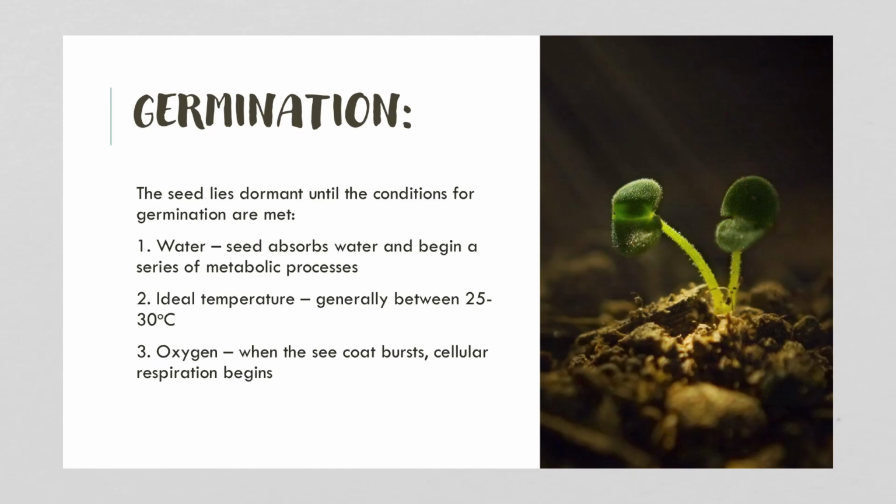Eventually, it comes time for the seed to germinate. So the seed can lie dormant until the conditions are correct. They could lie dormant for years, decades, centuries sometimes. And the following conditions are required. So water, the seed starts to absorb water, and it begins a series of metabolic reactions that allow cellular respiration to start. They also need the ideal temperature. Generally, the ideal temperature for germination is between 25 and 30 degrees Celsius. And then oxygen. Because when the seed coat bursts, cellular respiration will begin, cell growth will begin, and so on.